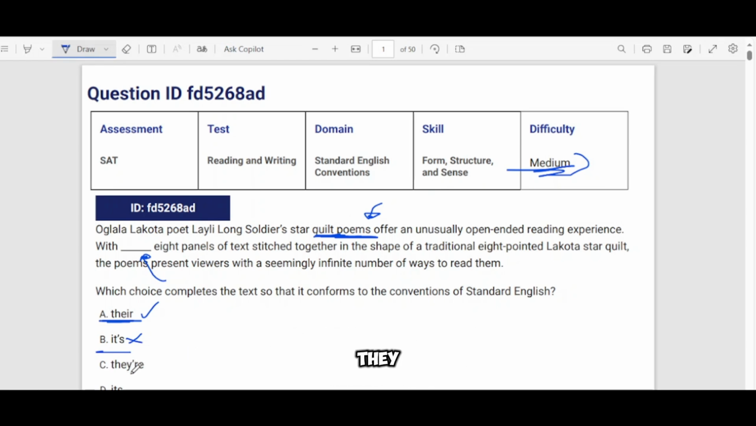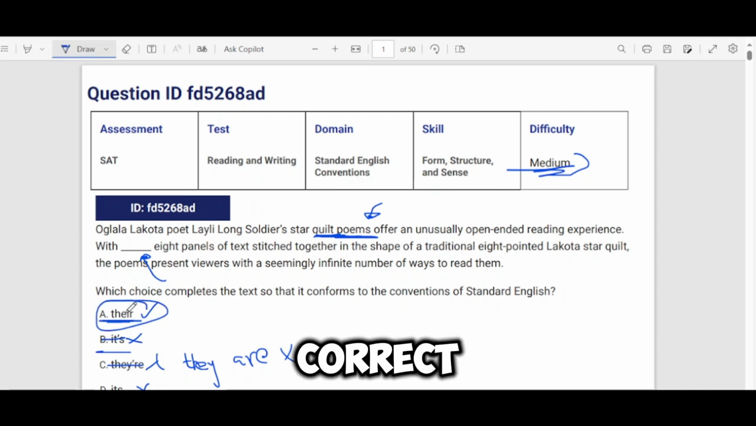there stands for they, apostrophe re stands for they are, so we won't be using they are here because it doesn't make sense. With its, no, it's not singular, so it's not this one. So A is the correct answer.